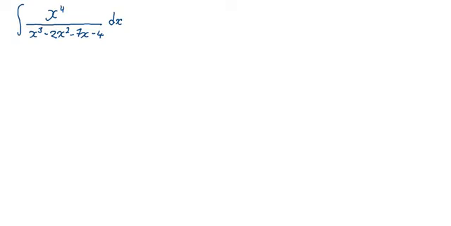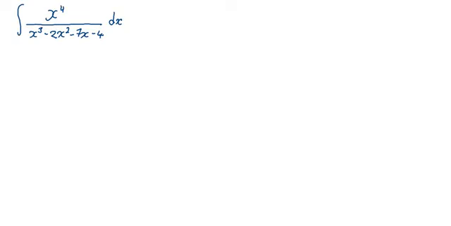Okay, so how do we go about finding the integral for an improper rational function? What we are given here is a numerator that has degree 4, and then the denominator has highest degree 3. So of course it's a rational function, and we can say it's an improper rational function.